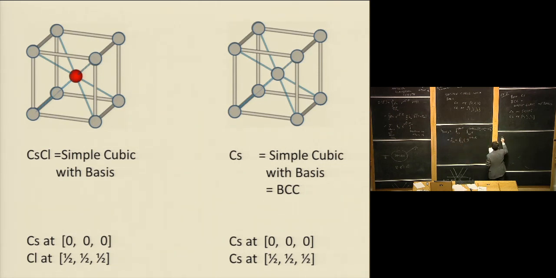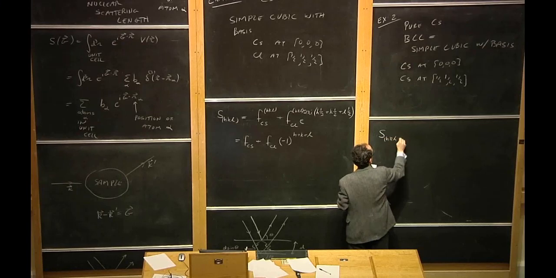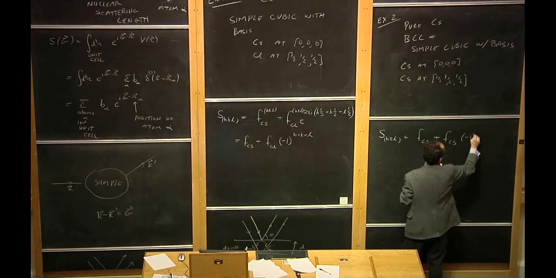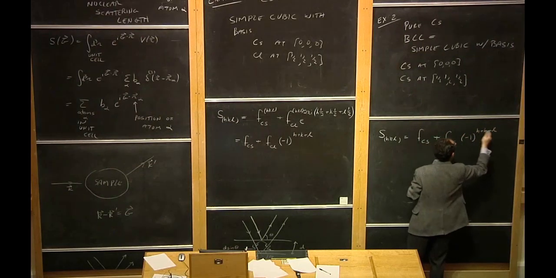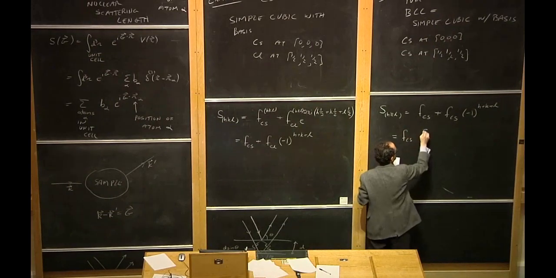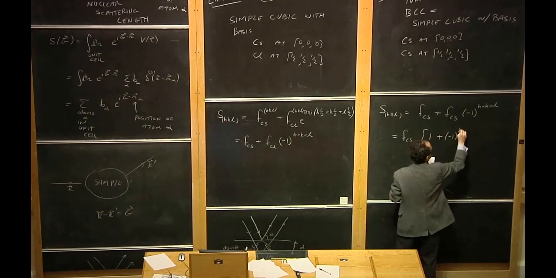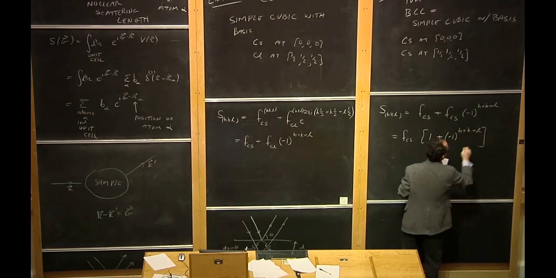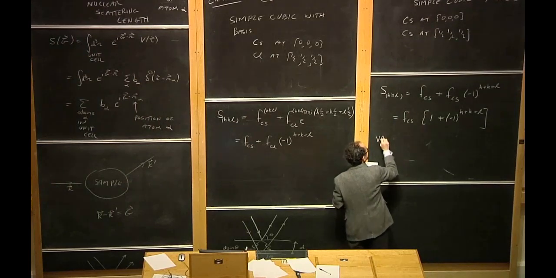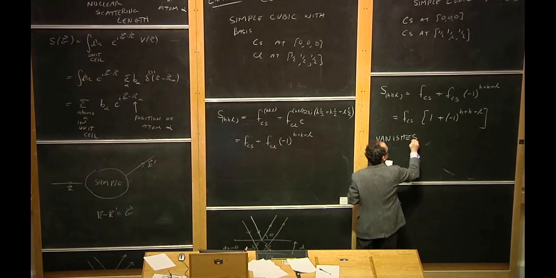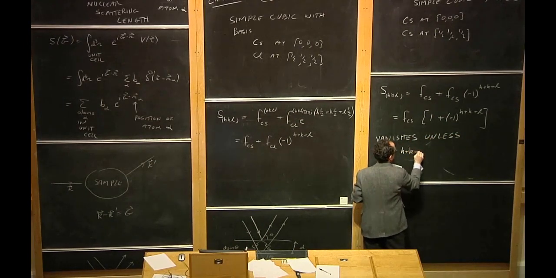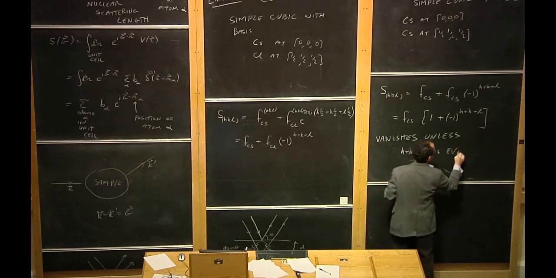So now we'll get S h k l equals f cesium plus f cesium times minus 1 to the h plus k plus l. And if we want to, we can factor out the f cesium and write f cesium times 1 plus minus 1 to the h plus k plus l. Now you'll notice that this vanishes, write this down, unless h plus k plus l is even.